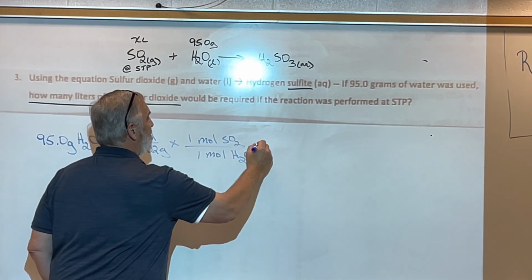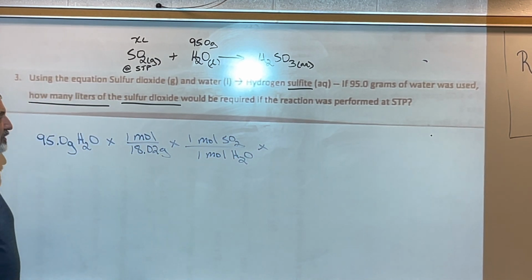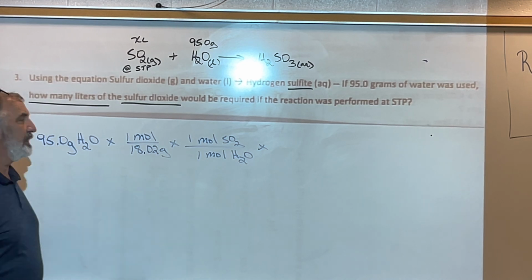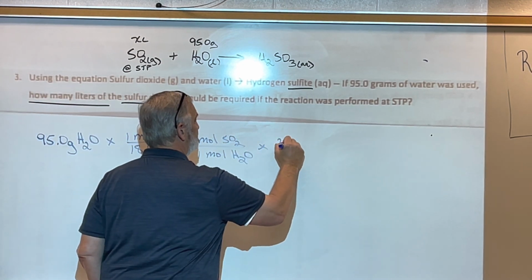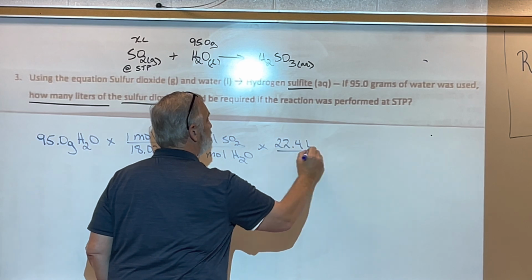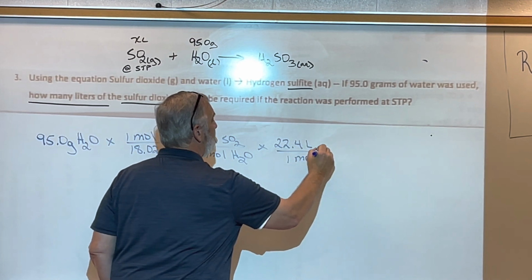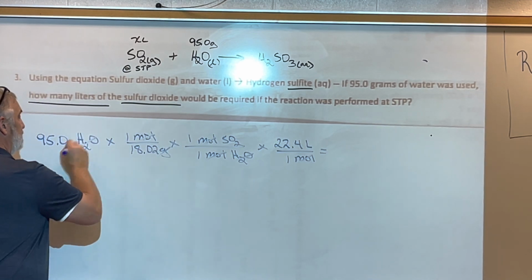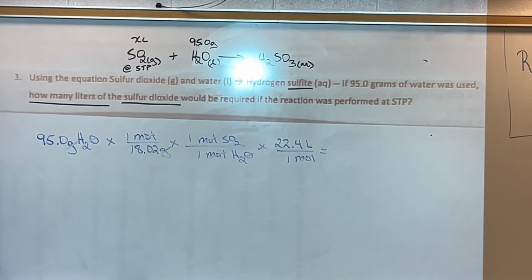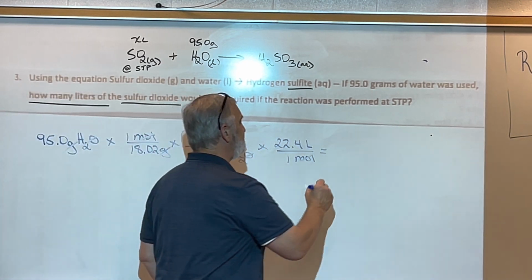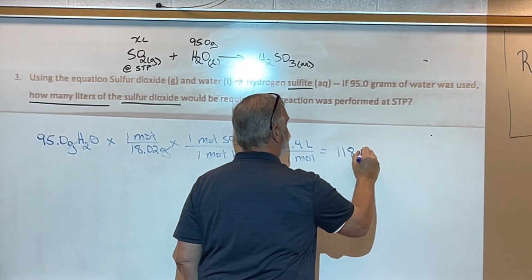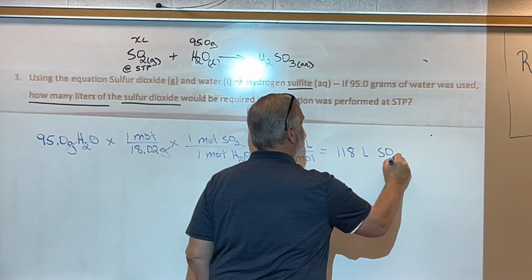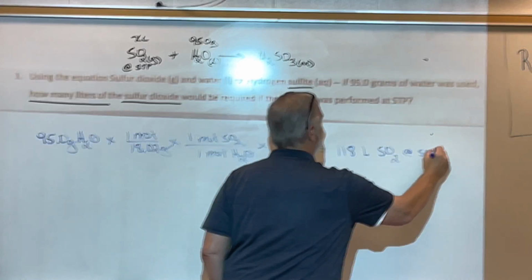And then what do we do here? Where is it, on top or bottom? On top, because we need moles to cancel. You always want the unit you're looking for to be on top at the end. And all of that turns out to equal 118 liters of SO2 at STP.